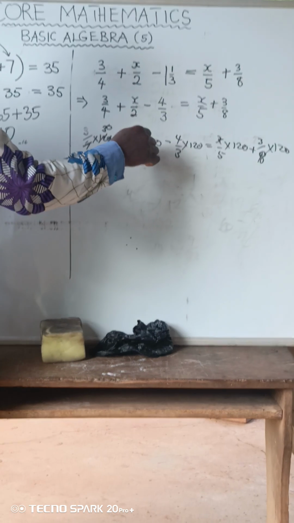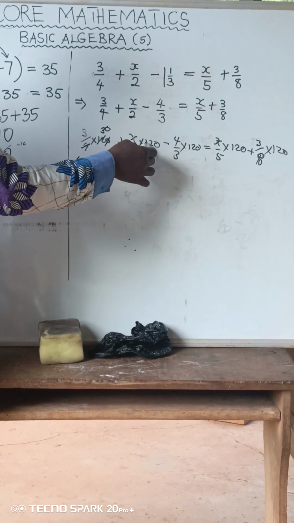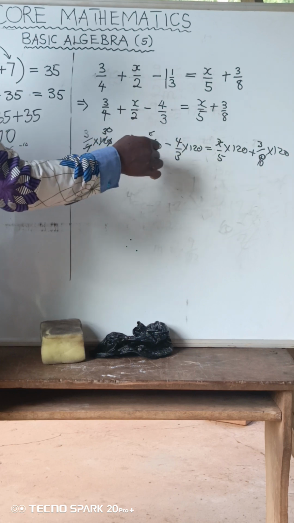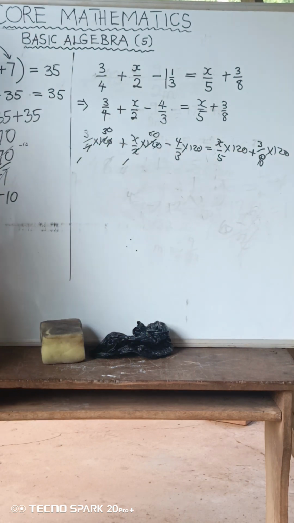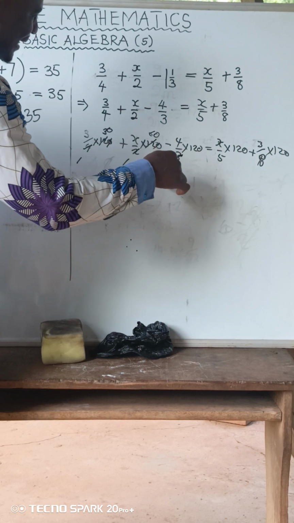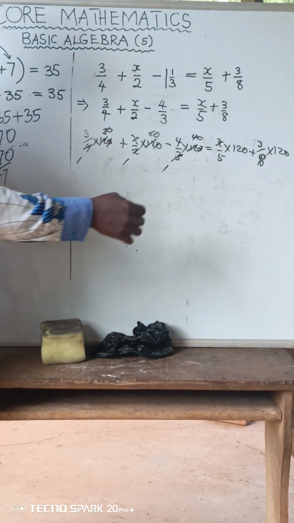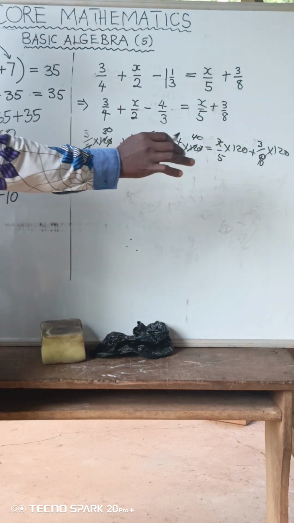The same applies here. Since 2 cannot divide 1, I bring the 1 to make 12. 2 can divide 12, 6, and 2 can divide this 0. So that's 60. And the same applies here with 3. 3 into 12 is 4, so 3 dividing 120 is 40.